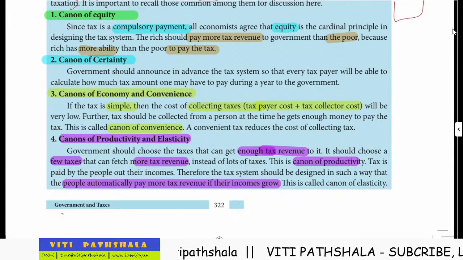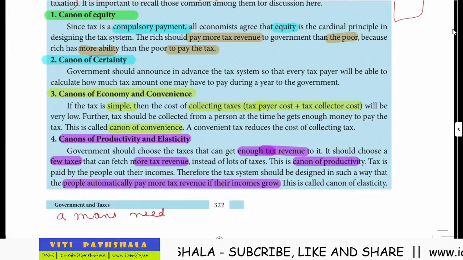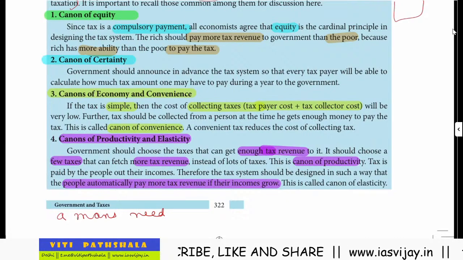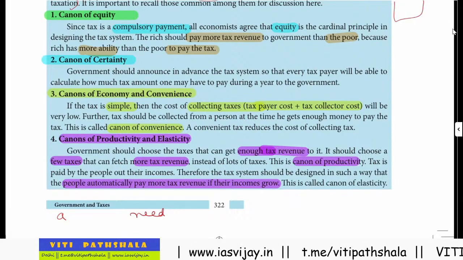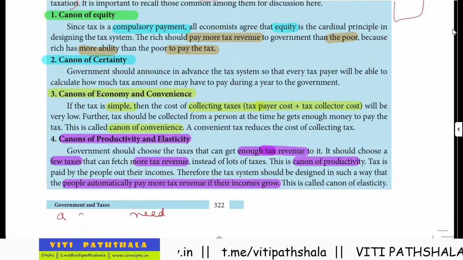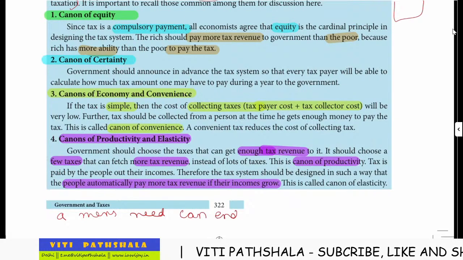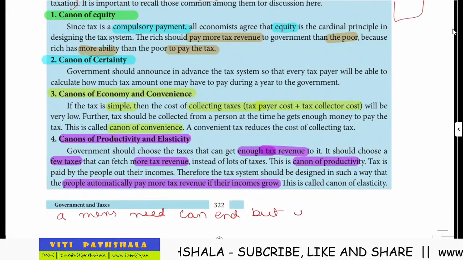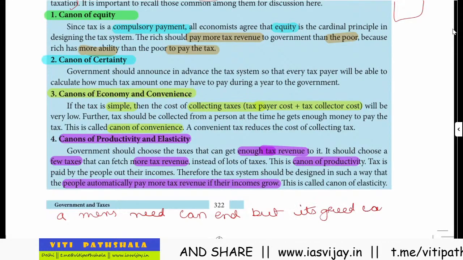But there is a statement: a man's need can end, but his greed can never end.